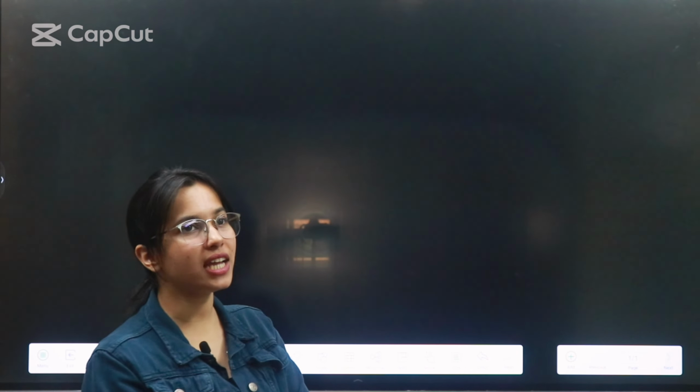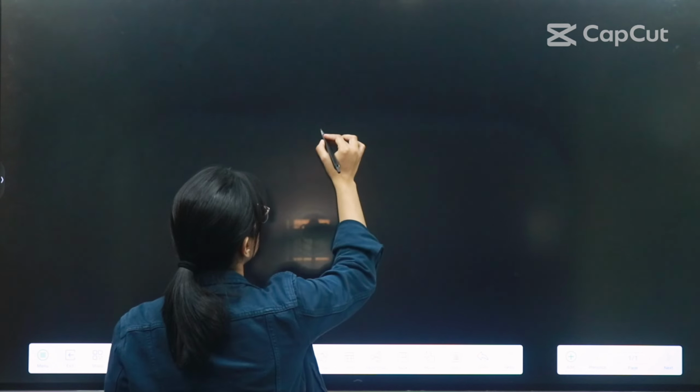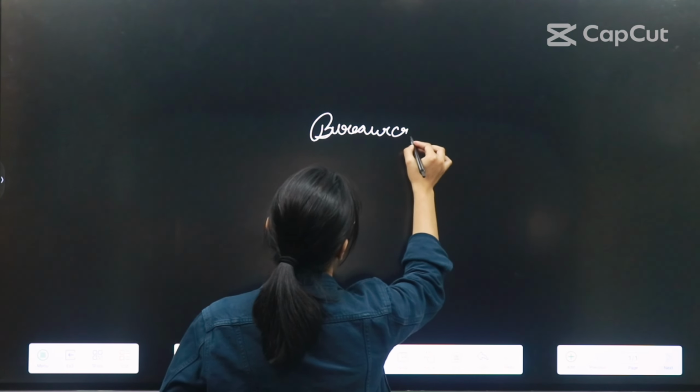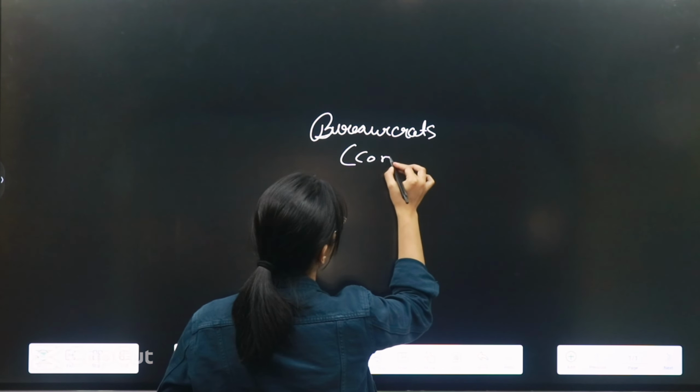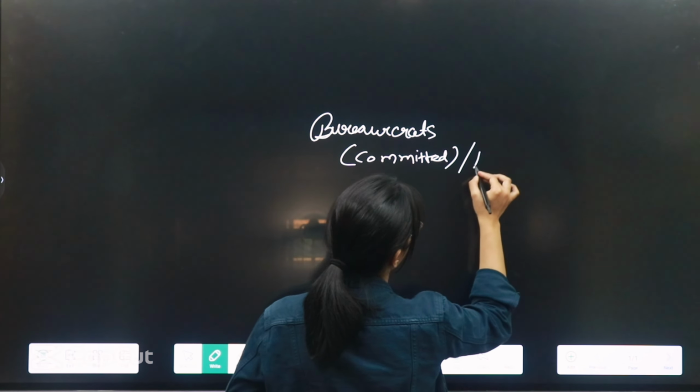Okay, so our next topic will be whether the public administrators are politically committed or they are neutral. We will be discussing that. We will also be discussing whether this political commitment is a merit or a demerit to our society, or whether this political neutrality is a merit or demerit to our society. Okay, we will be discussing it. So our topic is whether the bureaucrats are committed or neutral.